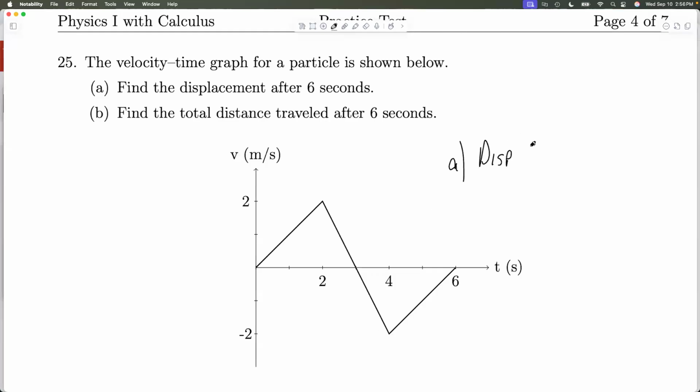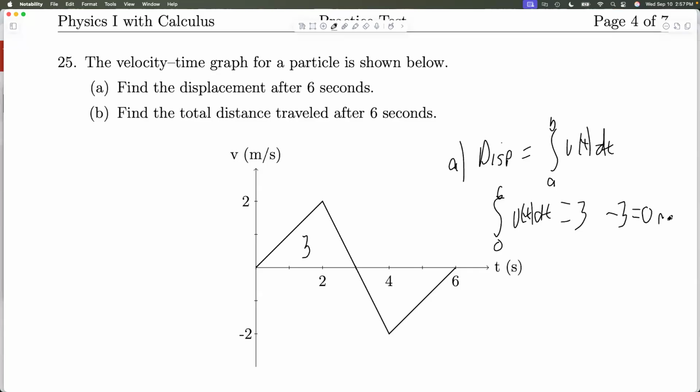Displacement over some time interval is the antiderivative from A to B, your two different times, of v of t dt. So I want this area. The antiderivative from 0 to 6 of v of t dt looks like it's probably going to be 0, because all this positive area will probably cancel out this negative area. Let's see, we got 3 times 2 times a half, that's 3. That's what this guy's area is. 1, 2, 3 times 2 times a half, area of a triangle, but that guy's negative, minus 3 equals 0 meters.